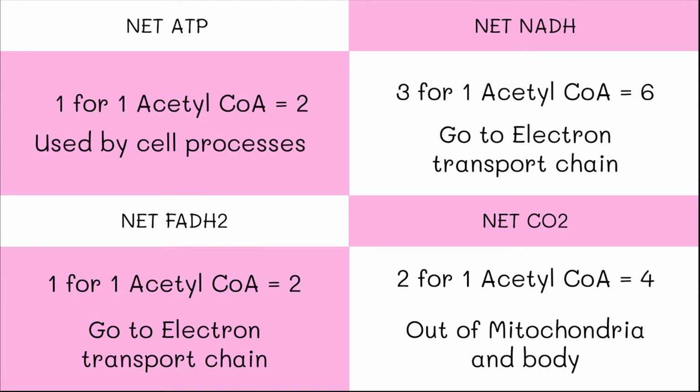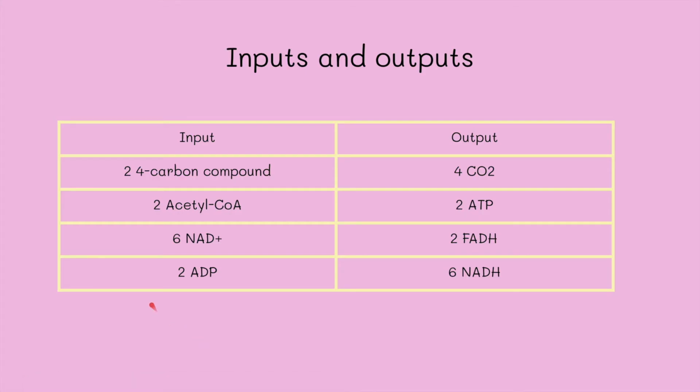ATP will be used by the cell processes. NADH and FADH2 will go to the electron transport chain. Carbon dioxide will go out of the mitochondria and out of the body. Inputs of the Krebs cycle: 2 4 carbon compound, 2 acetyl-CoA, 6 NAD+, 2 ADP. Outputs: 4 CO2, 2 ATP, 2 FADH2, and 6 NADH.